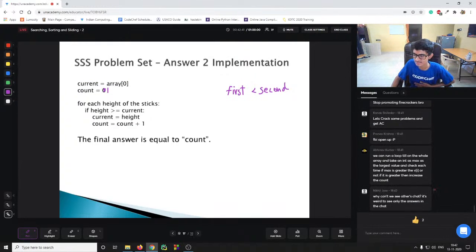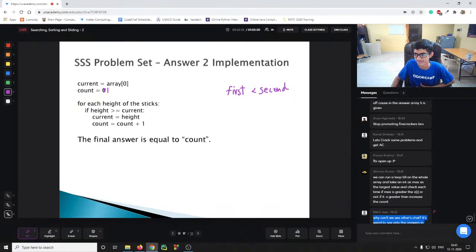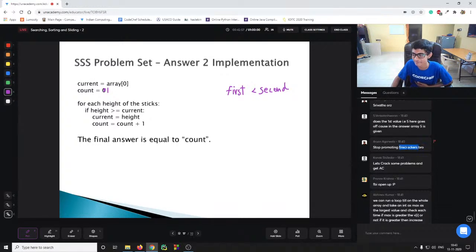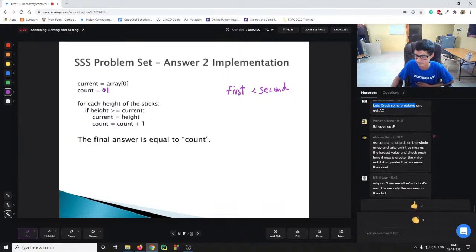Nikhil Jose asks, why can't we see others' chat? It's weird to see only the answers in the chat. Yeah, it is actually, you have to buy Pro, I guess, for seeing other people's chat. Yeah, sorry for promoting firecrackers, but it was Unacademy's motto. Yeah, let's crack some problems and get AC.